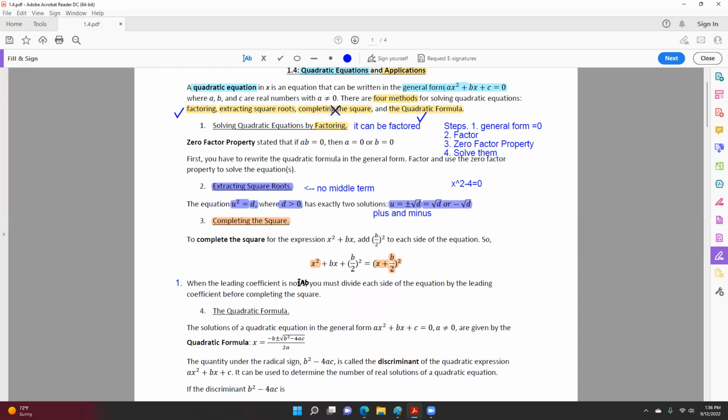coefficient is 1. If your leading coefficient is not 1, then you have to divide all the equations by the leading coefficient before you perform this. Okay, so that means if your leading coefficient is 2, or 2x squared, you have to divide all the equations by 2. Our main goal here is to make your leading coefficient 1.